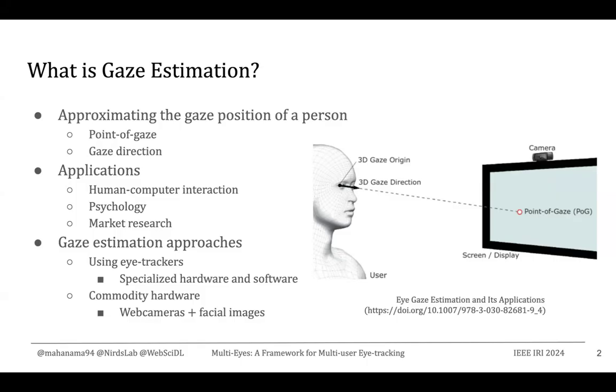There are two approaches to do the gaze estimation. The first is to use eye trackers, a dedicated and specialized hardware and software combination designed for estimating the gaze direction. The second approach is to use commodity hardware or web cameras to estimate the gaze location. Here, the camera captures our facial images and estimates the gaze based on the features.